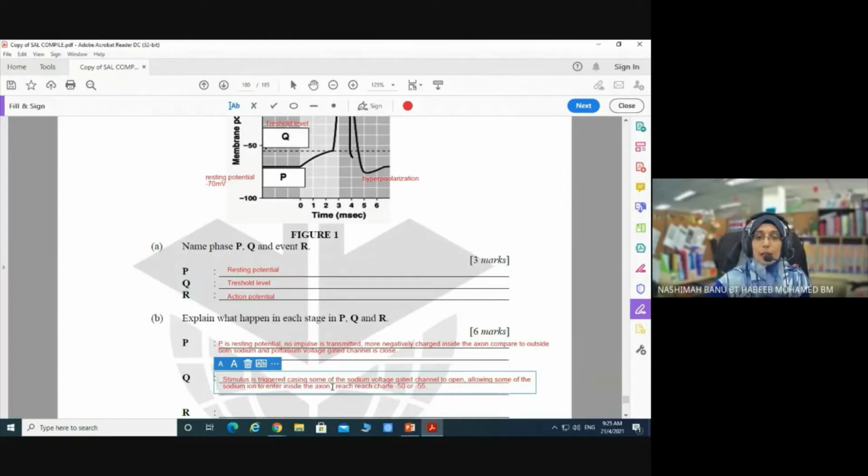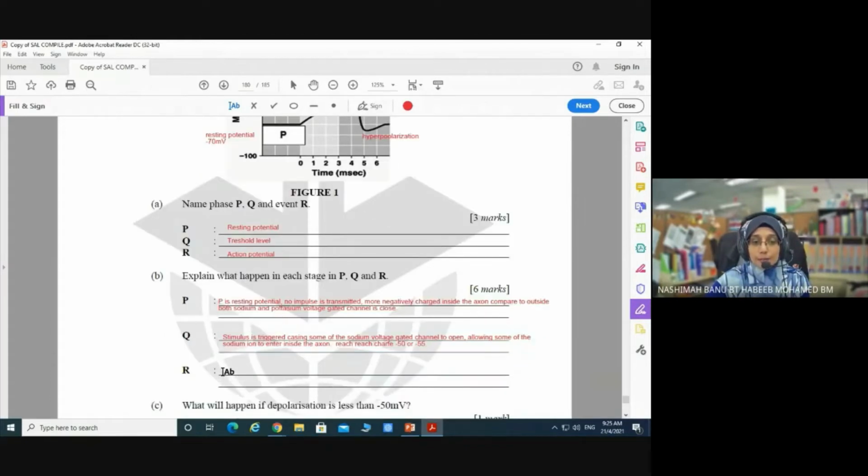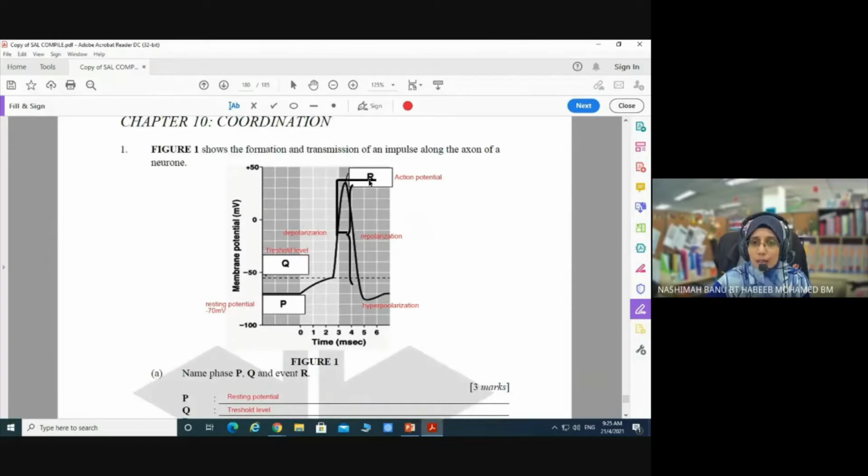Okay, so now let's go for the R. As you know, R means the maximum of the depolarization.